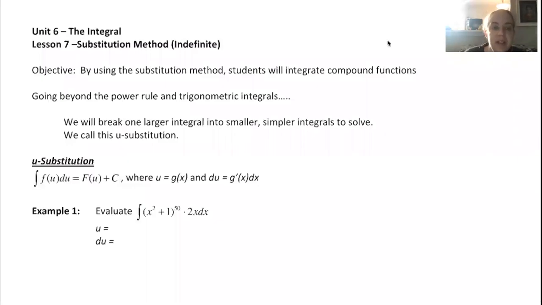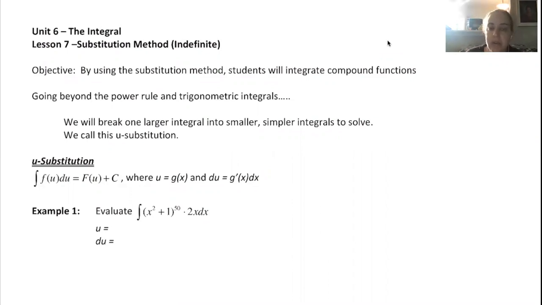Good morning. So we are still in Unit 6. We have 2 more lessons, but the last topic is the substitution method, where we're going to break this into 2 pieces, the indefinite integrals today and the definite integrals in the next lesson. So by using the substitution method, students will integrate compound functions. It's related to that chain rule.